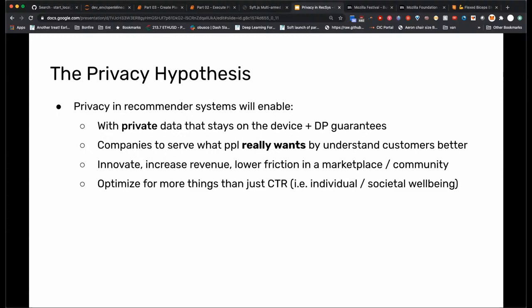And what this also means is that we get to potentially optimize for more things than just click-through. For example, individual or societal well-being. How would you do that right now? You can't really. Imagine if you're trying to optimize for someone's well-being, you may need to know information about their biometrics, for example their cortisol hormone levels, or you might want to know about their deepest fears and anxiety if you're trying to help them in a mental health kind of setting. Right now, consumers have concerns about how this information is being used and how it could lead to harm.